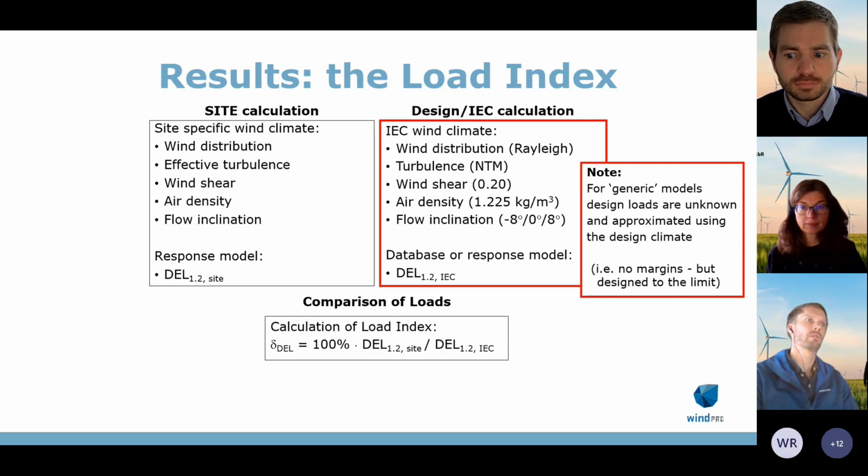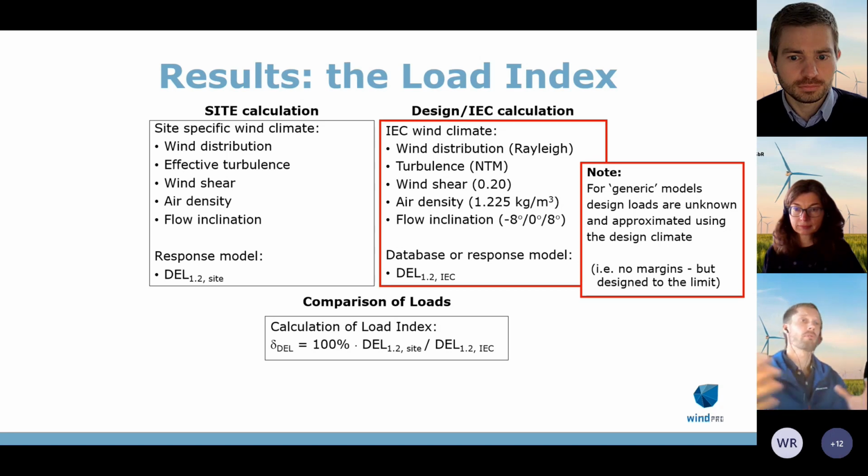For a generic turbine model, we don't know the actual strength, right? So we need to calculate the design loads for the turbine by applying the load model to the design climate. This means that it's assuming that the turbine is designed to the limit, that it doesn't have additional strength, or what we call margins. This might be the case for real-life turbines because they are part of a general platform where you reuse components for different turbine models, or because other design load cases might actually determine the strength of the turbine.